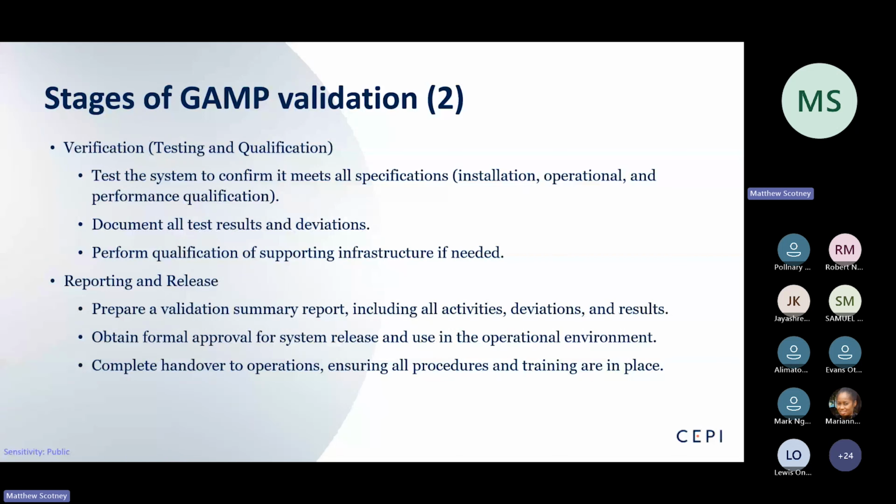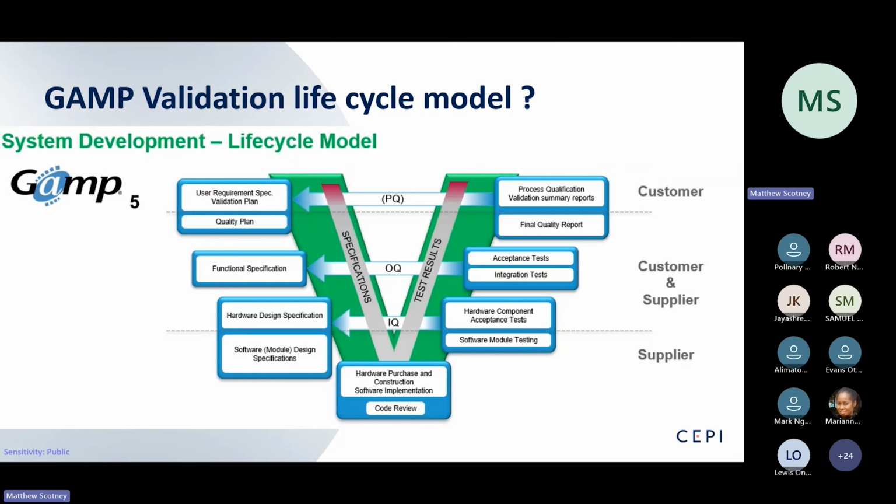And that documentation is really important because that's what we would give to an inspector, to a regulatory authority, potentially our quality team, to say this system has been built and it does exactly what we want it to do. We then release the system. So we're going to generate a series of documents here, which essentially say that this system is now fit for purpose and we can hand it over to the operations team.